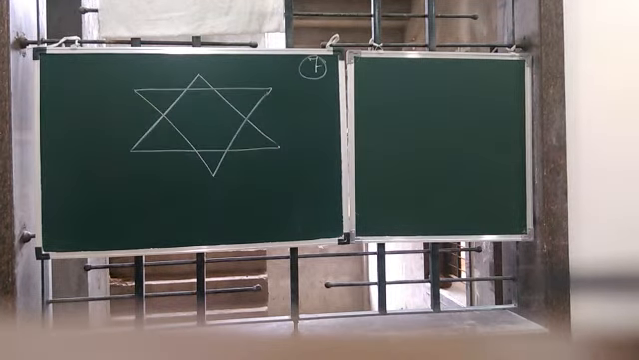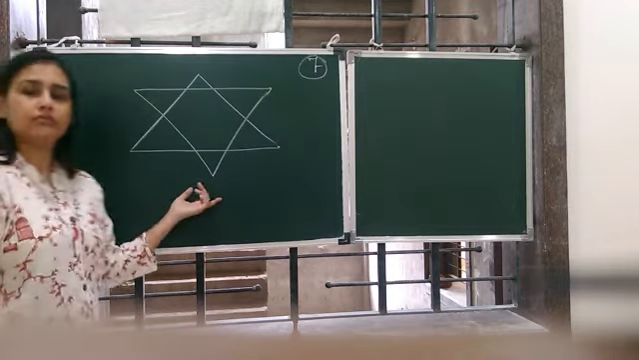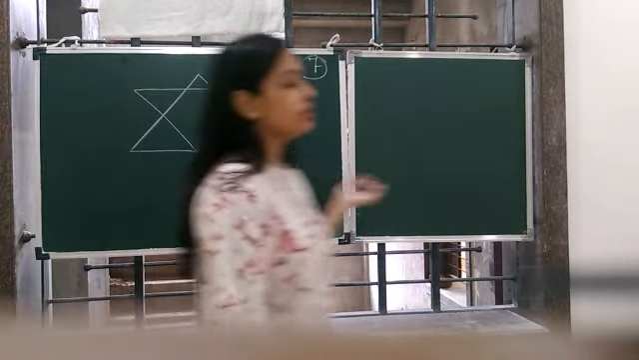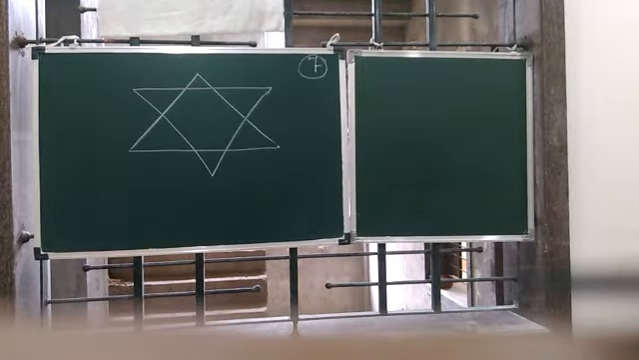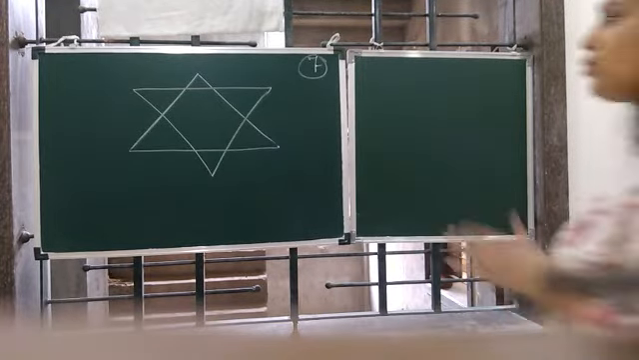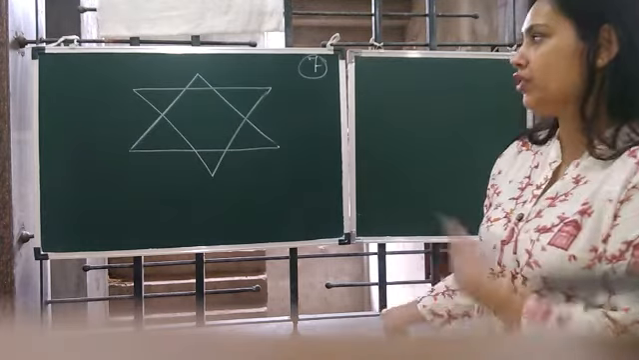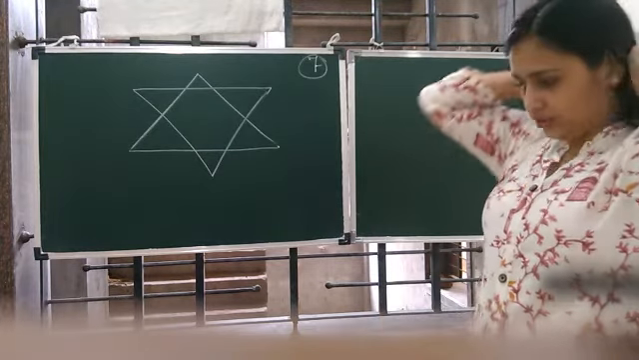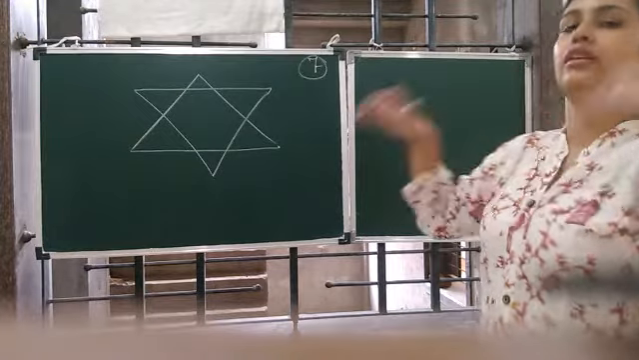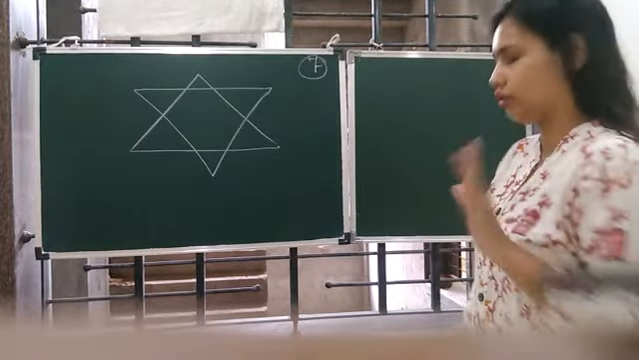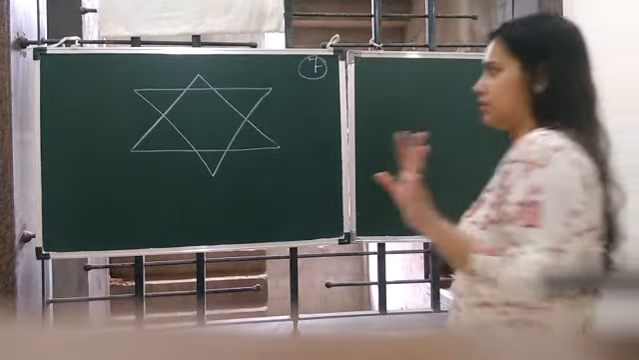Okay, welcome back children. You can see a shape on the board. If I ask you what this shape is known as, I know some will say it's a star. Yes, it's a star, or you can say two triangles together, one on top of the other. One is straight, one is inverted. Both answers you said are correct.